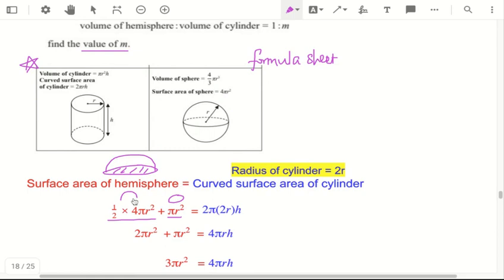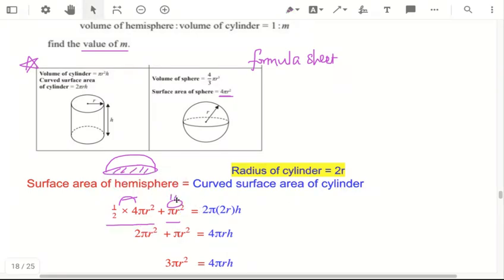Okay, so some of you might have forgotten and just done this. Half times 4 pi r square, because you thought, okay, surface area of sphere is 4 pi r square, so hemisphere is half. But you forgot to take into account this pi r square. It's very important to take into account the pi r square part.